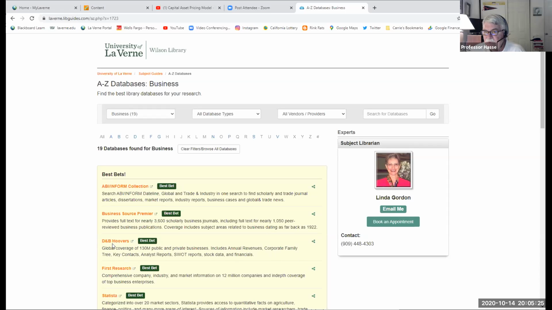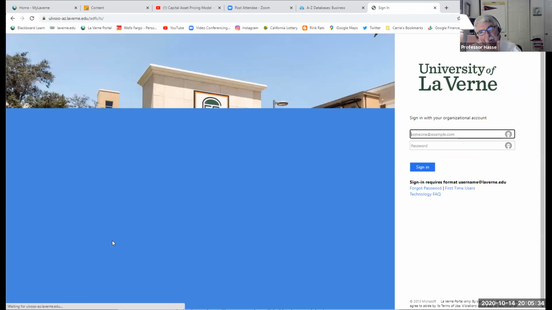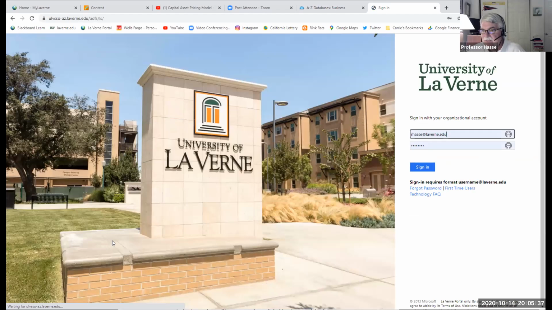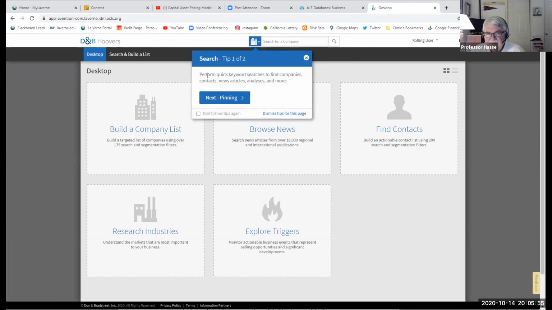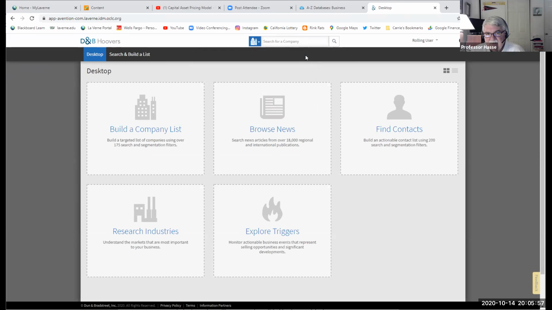But here's the database you want to use. It's called D&B Hoovers, the Dun and Bradstreet Hoovers database. You click on that, and it's going to ask you to log in. You type in your email address and your password for your email and hit sign in. Up it comes. It gives you some of these little tips, and I always go through those.